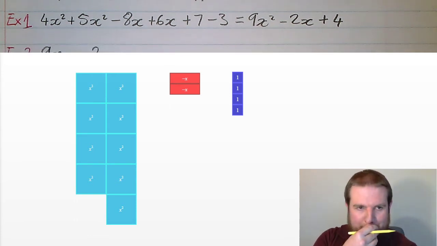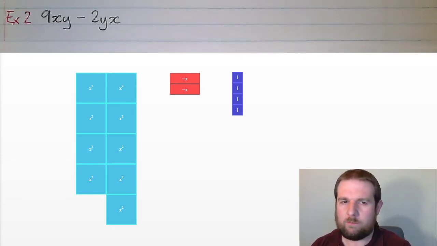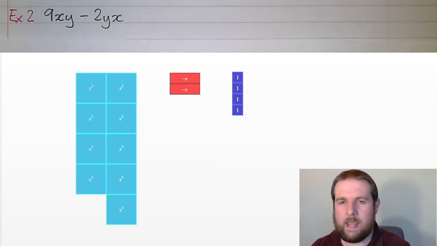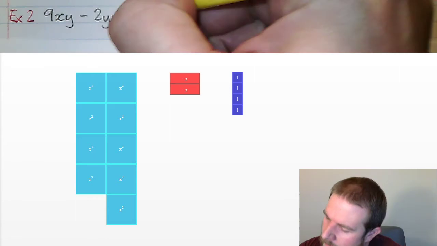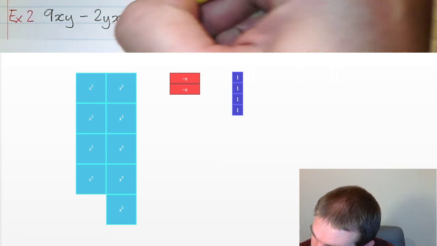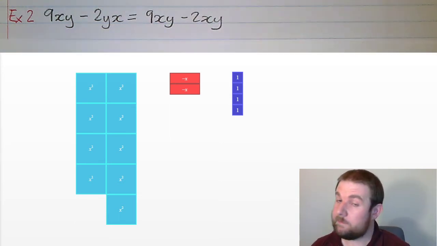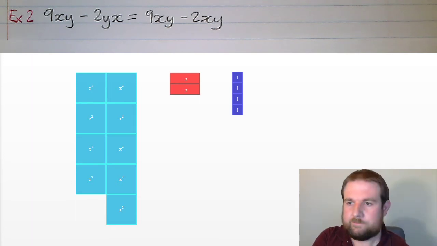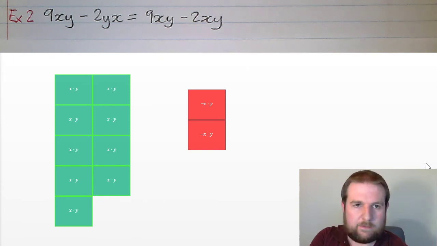Let's look at the next example. So this is 9xy take 2yx. Now these don't look like like terms because this has an xy and this has a yx. But remember, when we were talking about the commutative property, we know that multiplication commutes. So we can write multiplication in a different order, like so, and it still has the same value. So really, this expression can be represented as this.